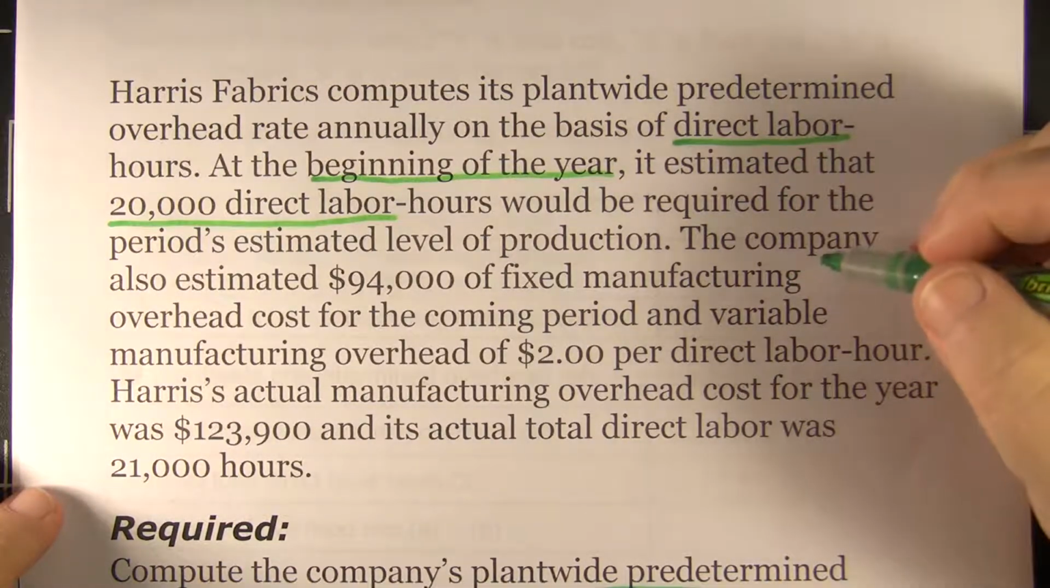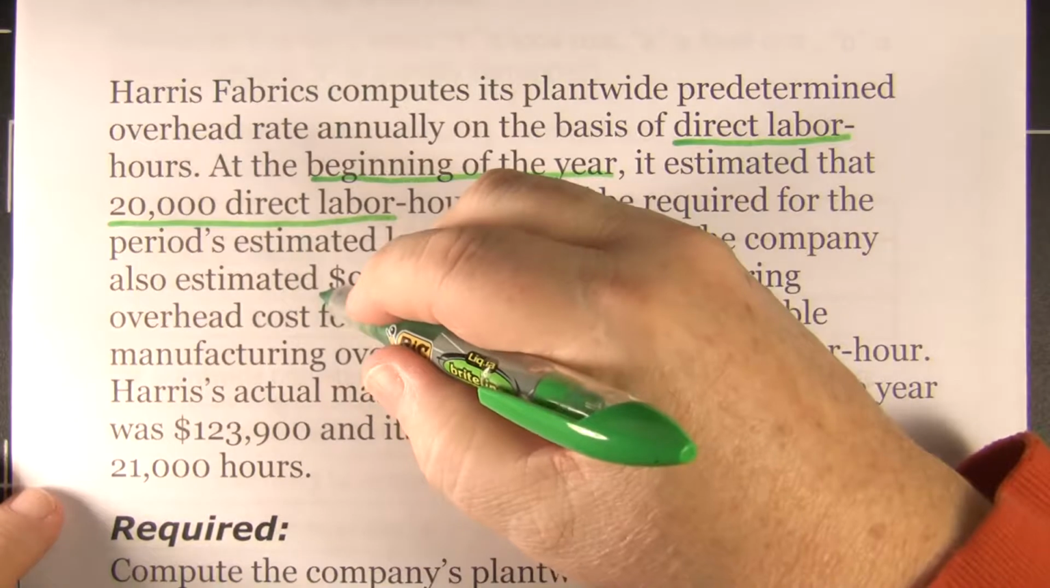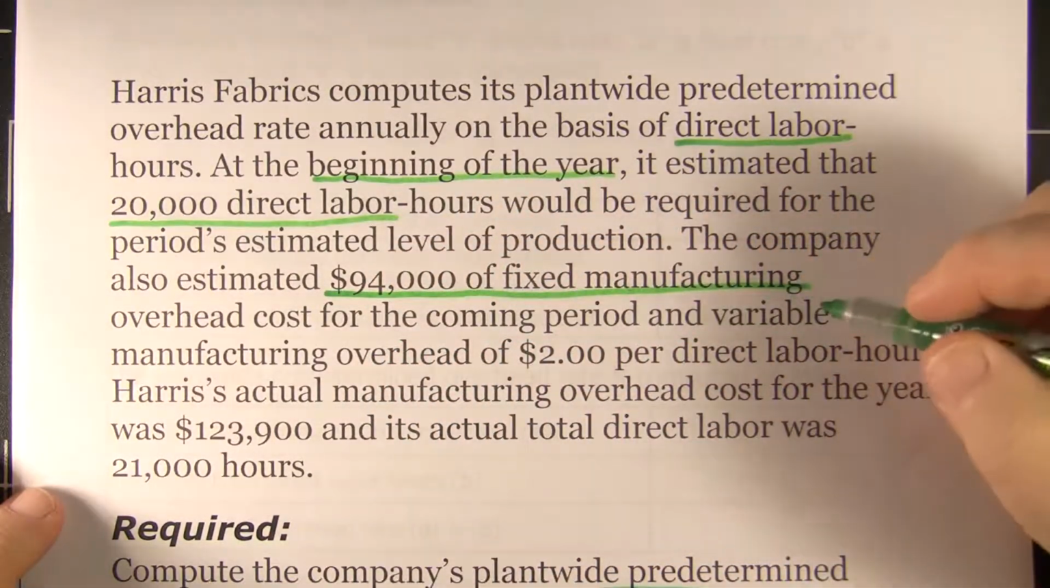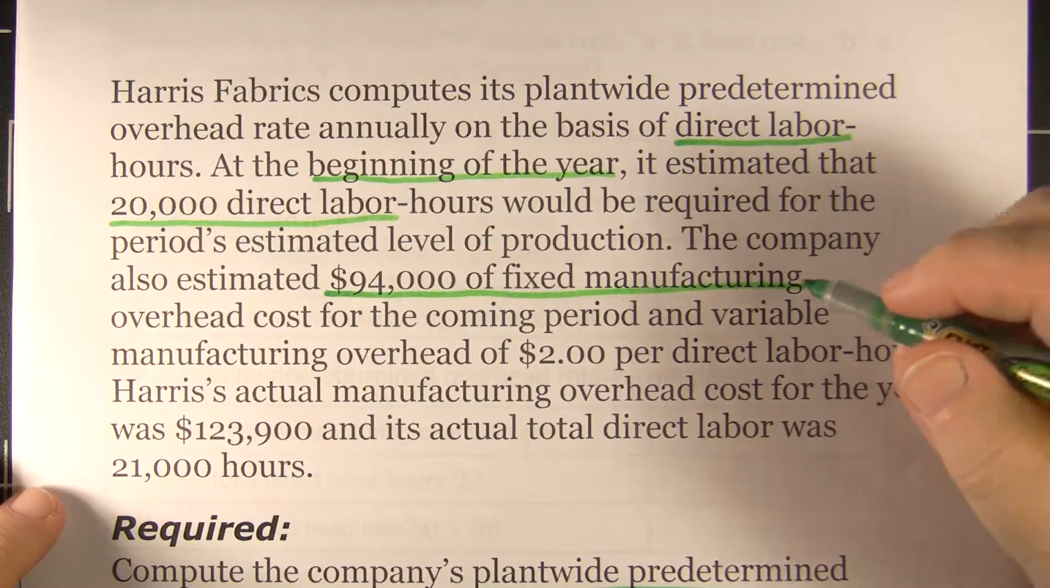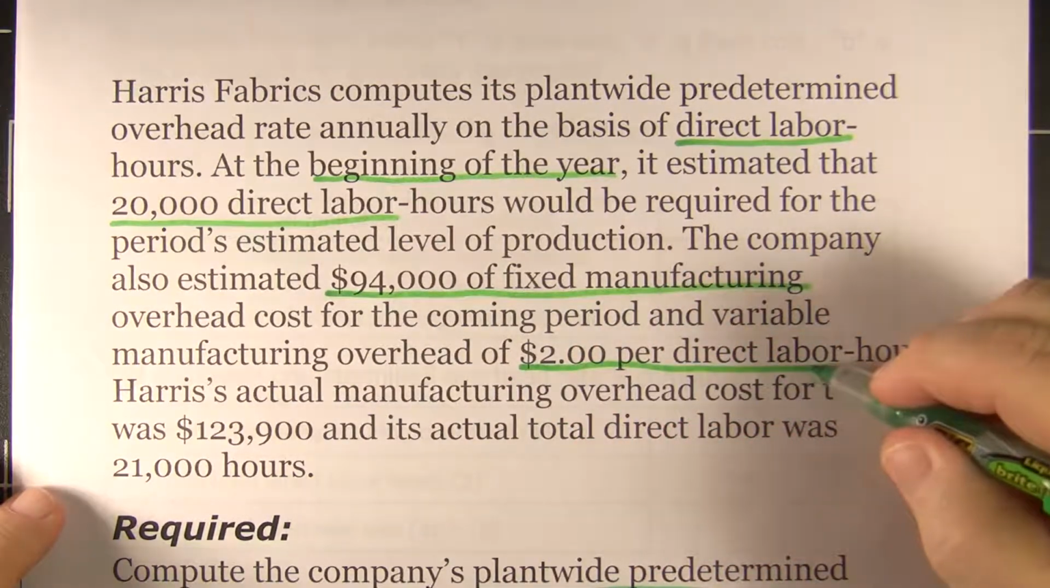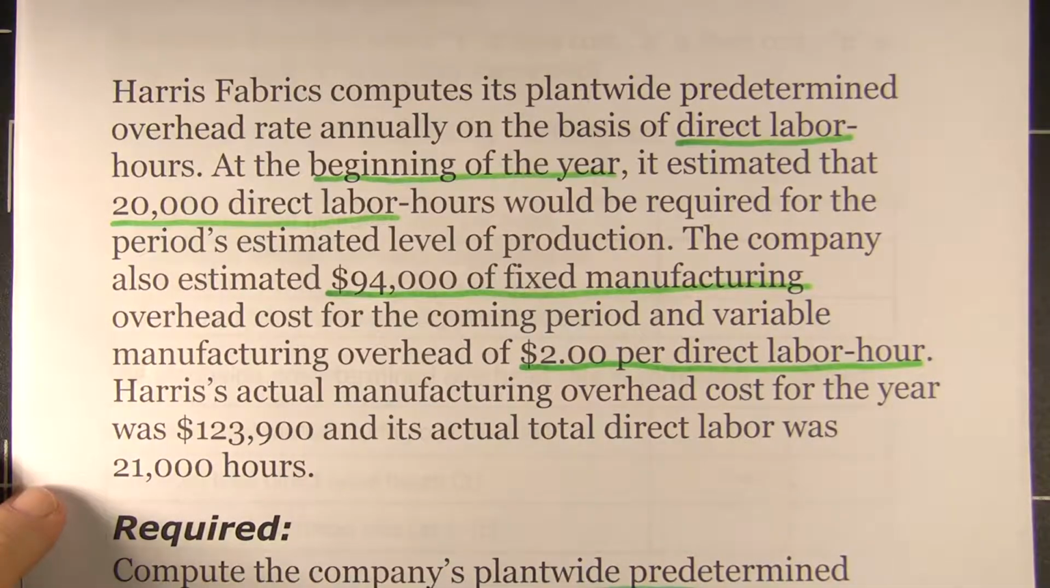The company also estimated $94,000 of fixed overhead for the coming period, so that would be predetermined. And they estimated variable overhead of $2 per direct labor hour.